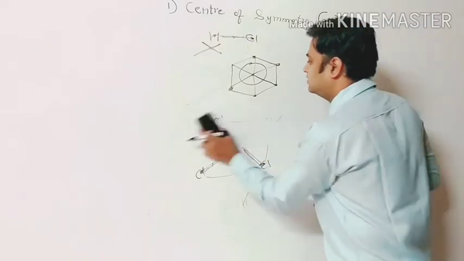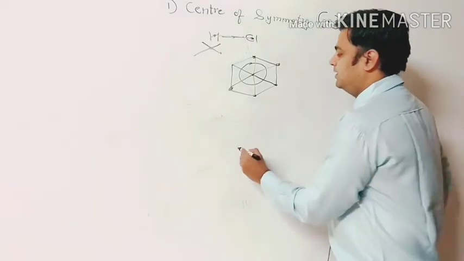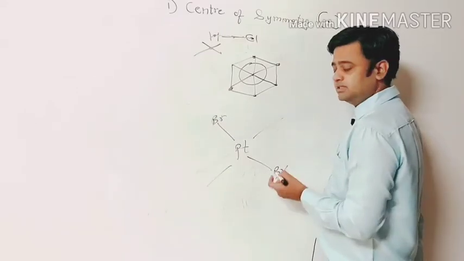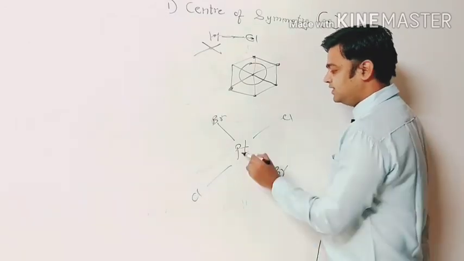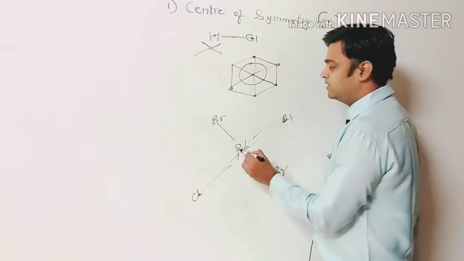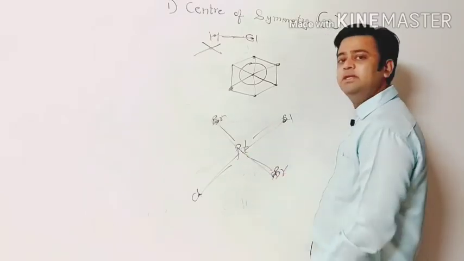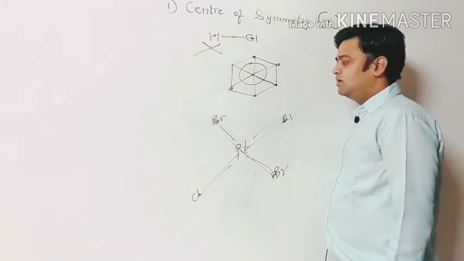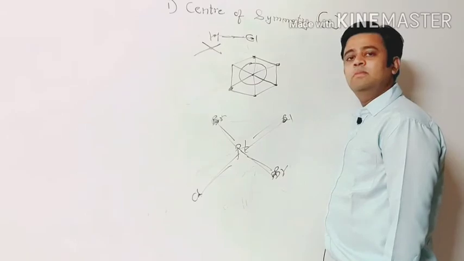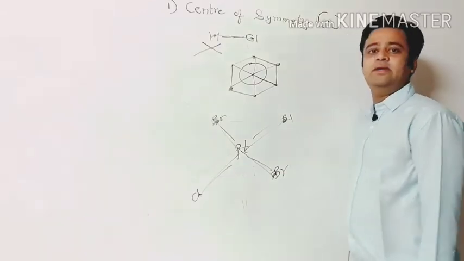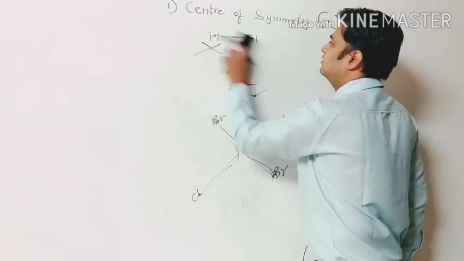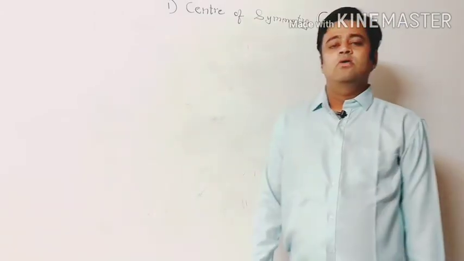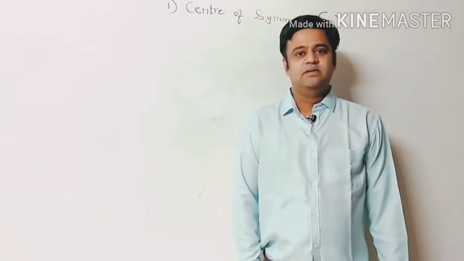But suppose the molecule is like this: platinum, one side is bromine, the opposite side is bromine, one side is chlorine, another side is chlorine. Here it meets chlorine, here also it meets chlorine, but here it's bromine, here it's bromine. Same points we are getting, and that trans dibromo dichloroplatinate possesses a center of symmetry. Okay, did you get what is center of symmetry?